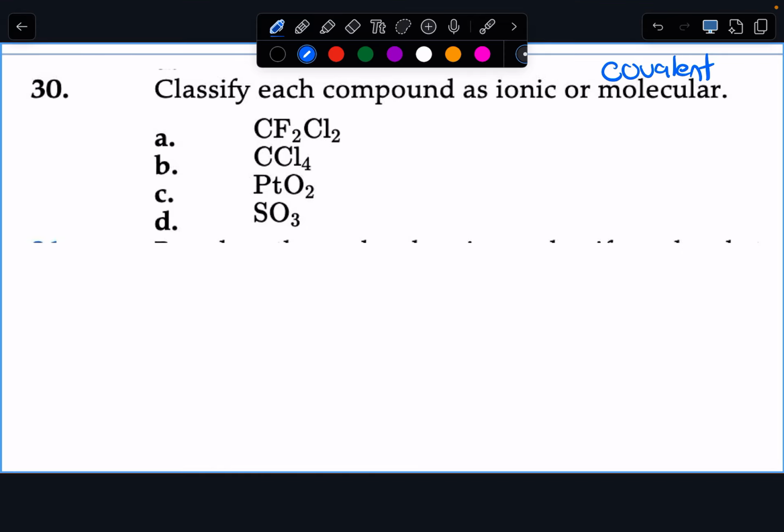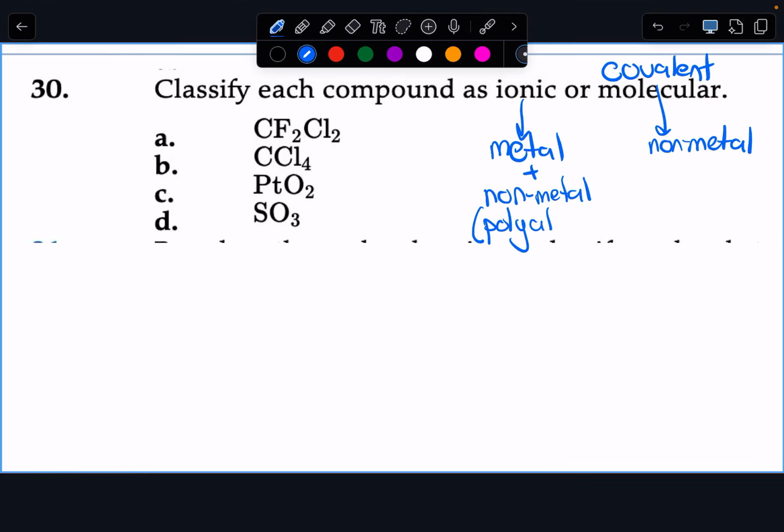Okay, so this is important because the naming is different for ionic and covalent. So you have to be able to identify which is which. Ionic is metal and nonmetal. Covalent is just nonmetals. The other thing to remember is in ionic, that nonmetal might be substituted with a polyatomic ion. But those are still nonmetals, so they're just a group of nonmetals.